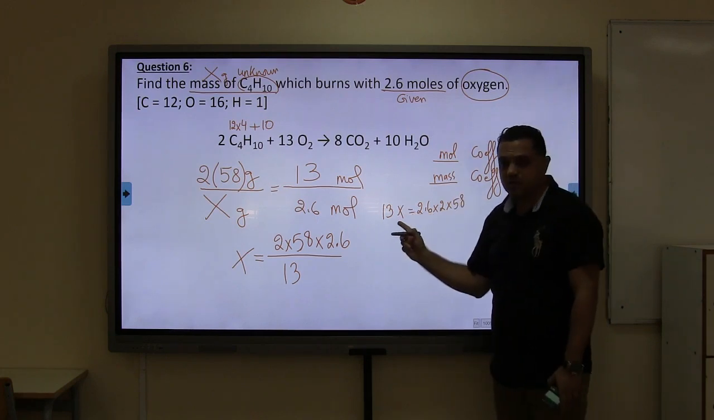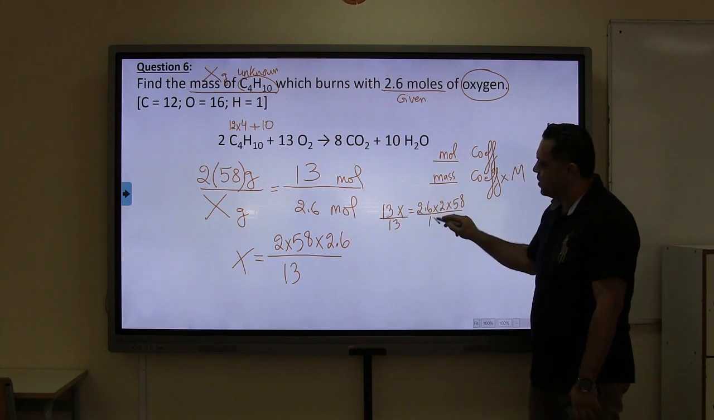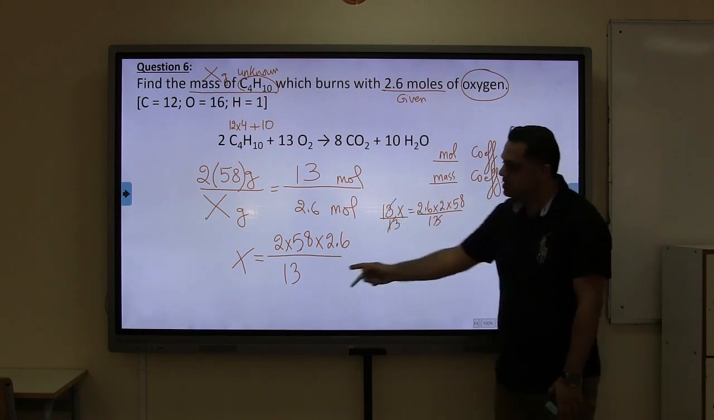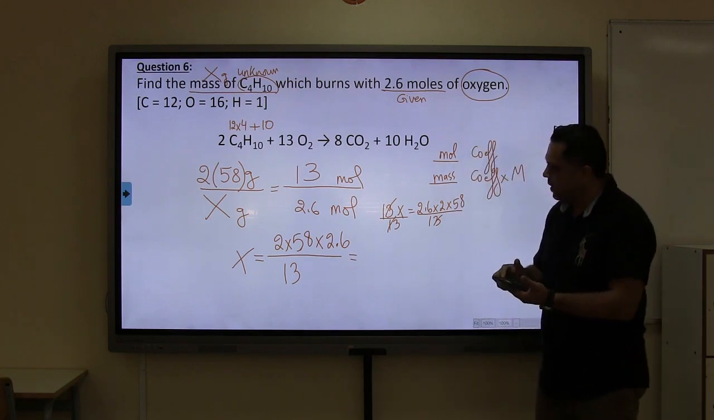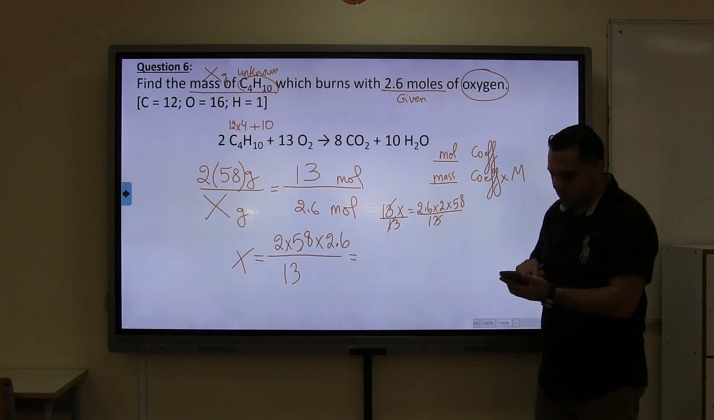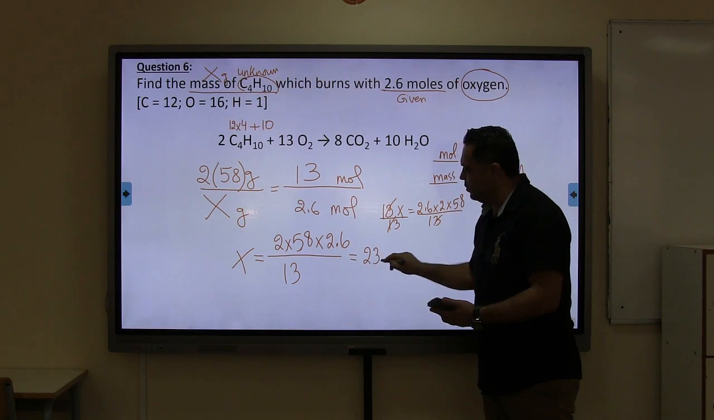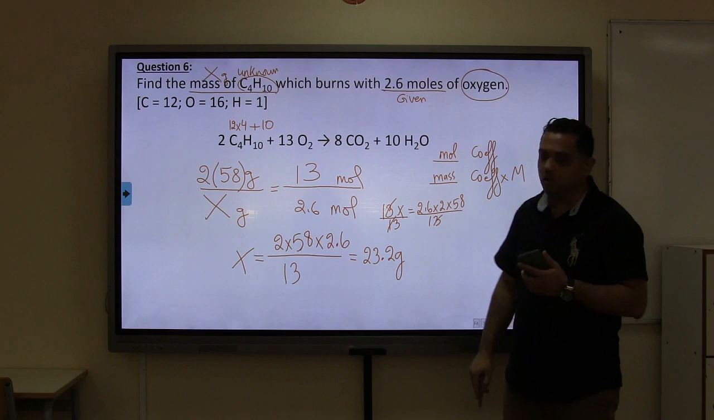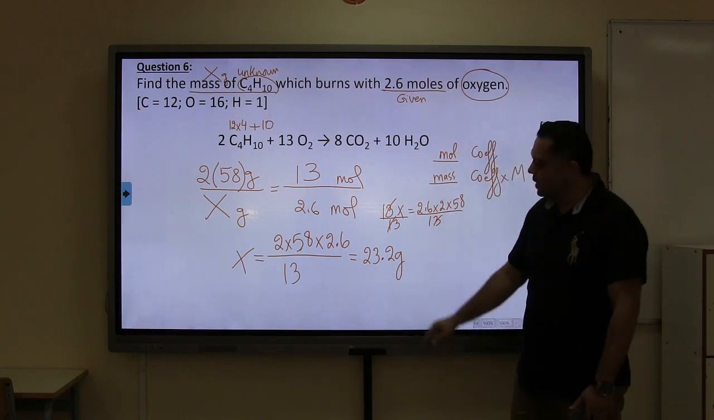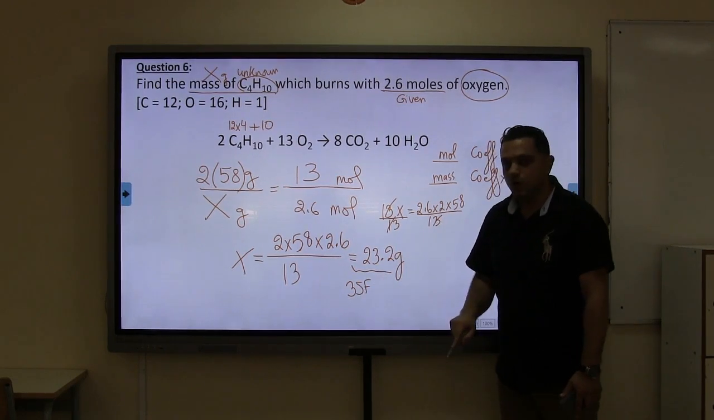You want x, so you want to get rid of the 13, you divide by 13 here, you divide by 13 here, and then we'll get the same ratio. And this is equal to 2 times 58 times 2.6 divided by 13. We will get 23.2, and the unit is grams, 23.2 grams.